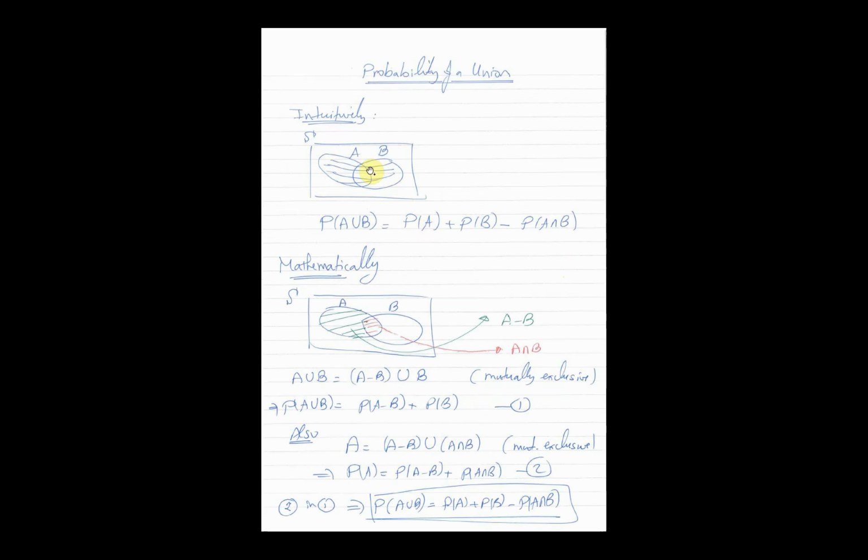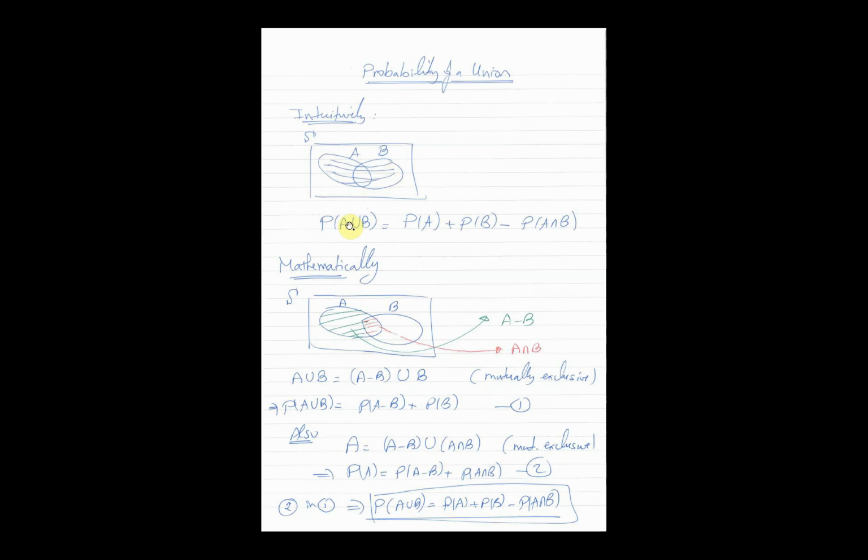Now, this is event A and this is event B. And as you notice, there is an intersection between them. And I'm interested to find the probability of the union. The union contains everything, A and B, everything in A or in B or in both. So this is the probability of the union.